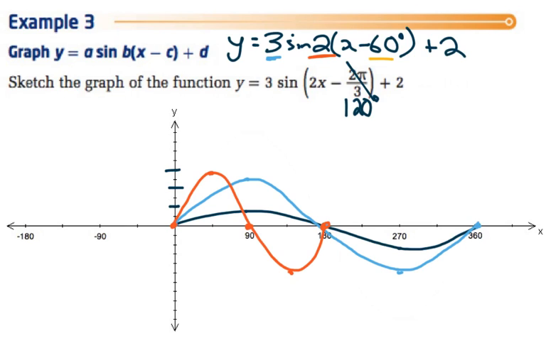A horizontal shift of 60, this will be 60 to the right. All the points will move 60, so the point at 0 goes to 60. The point at 45 goes to 105. Point at 90 goes to 150. 135 goes to 195. And 180 goes to 240. So again, with the shift, we have the same exact shape as we did before, it just moved.